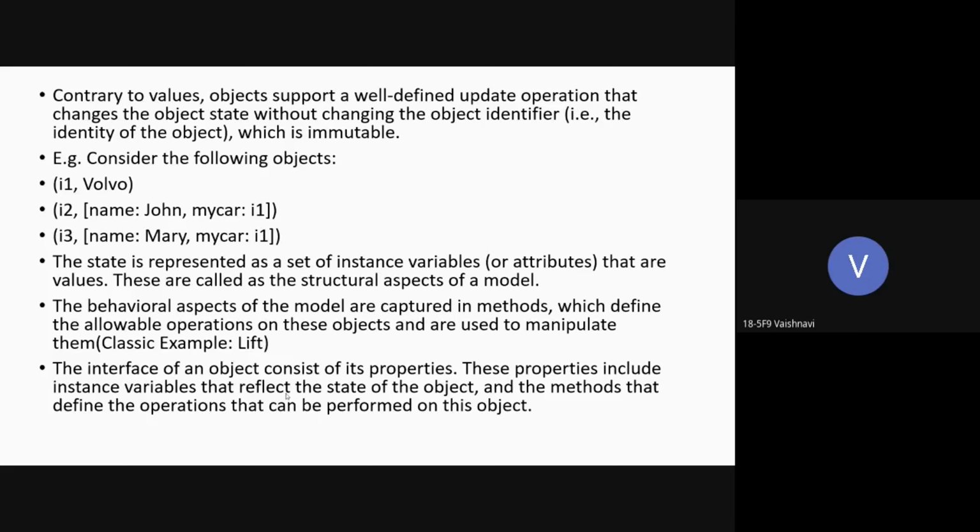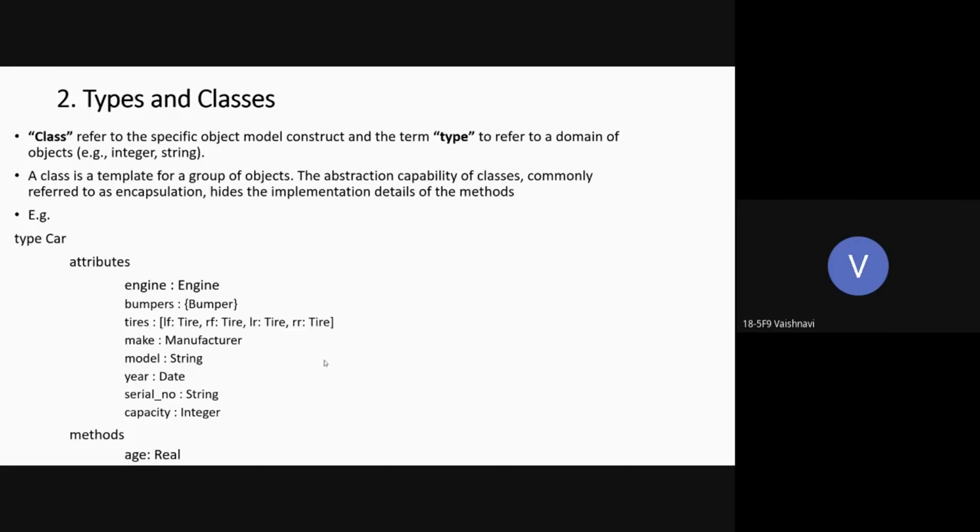Then if we come to this, the next type is types and classes. Classes refer to the specific object construct of type of. Class is something that gives type. Here we have type car. We can have anything, type fruits or something like that, and these are its attributes.